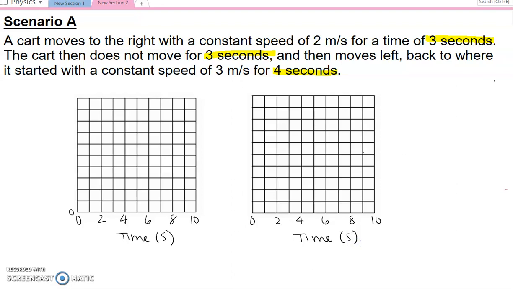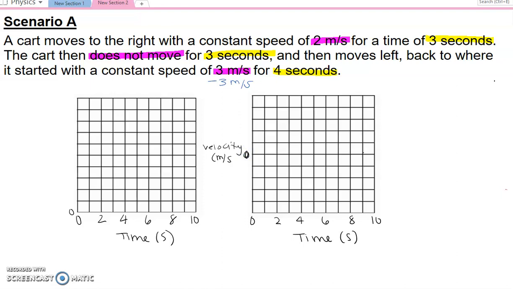Now let's look at some speeds. So I've got 2 meters per second, does not move, and then 3 meters per second. One important thing to note is that that 3 meters per second is back to where it started. So really, we have a negative 3 meters per second. So I'm going to label the velocity axis, or the y-axis, of my graph in meters per second. And because I have positive and negative speeds, I'm going to put my 0 directly in the center.